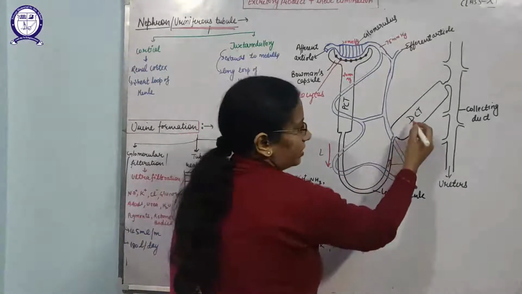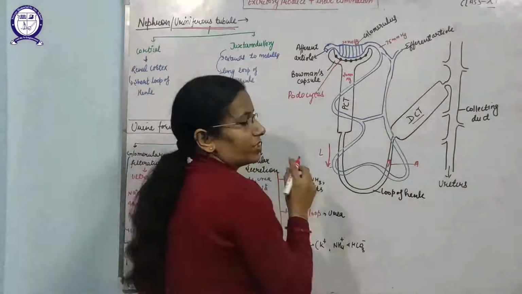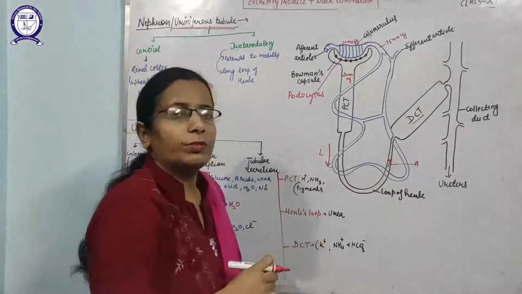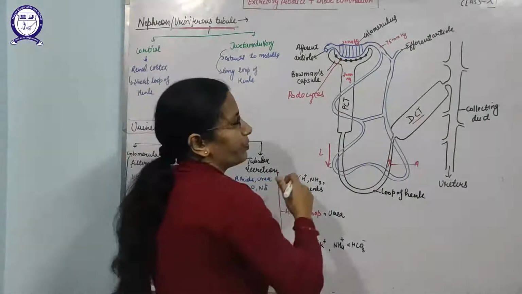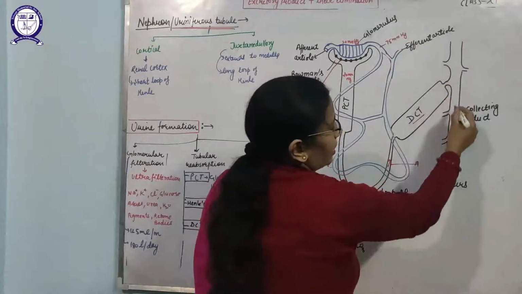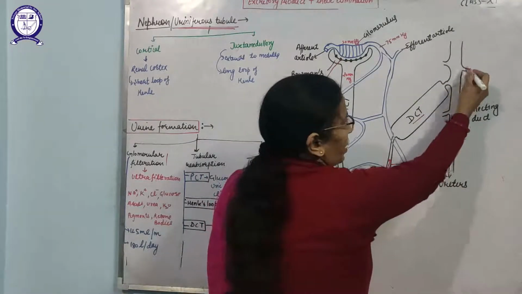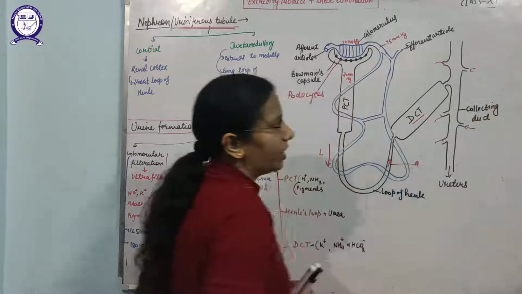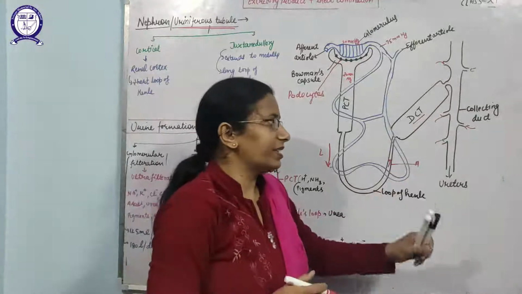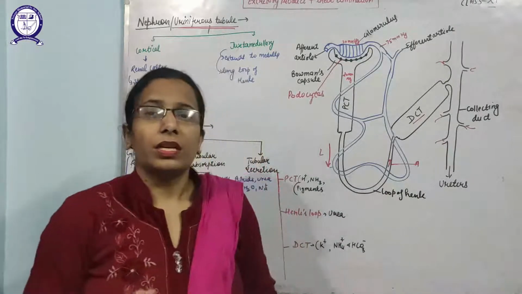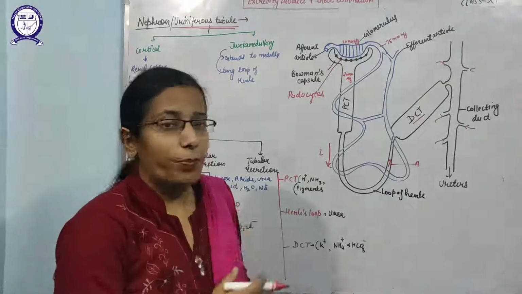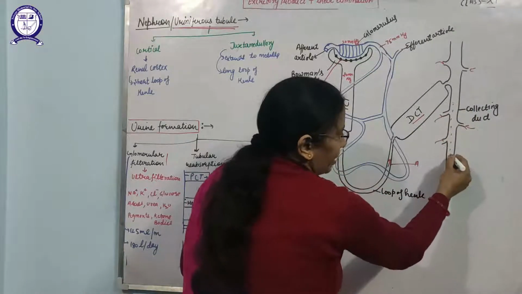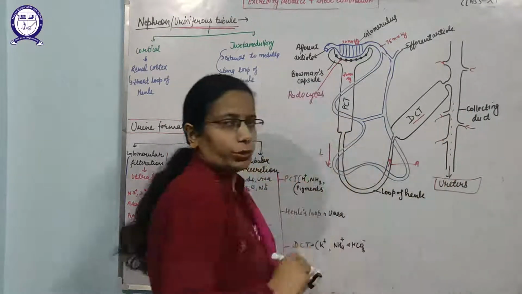After that, this broad structure is known as the DCT, the distal convoluted tubule, and this PCT is the proximal convoluted tubule. This DCT will meet in the collecting ducts. You can see a number of structures here, like these. These are all the openings of the DCT. A number of DCTs open into a single collecting duct, and then the waste from the collecting duct will pass into the ureter.